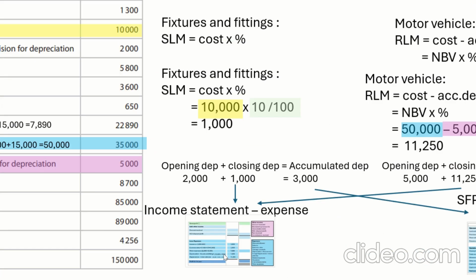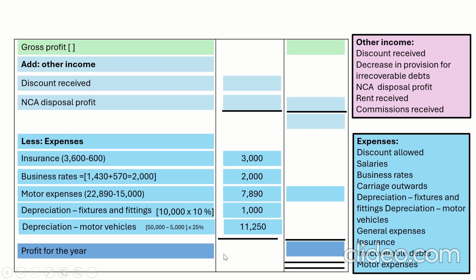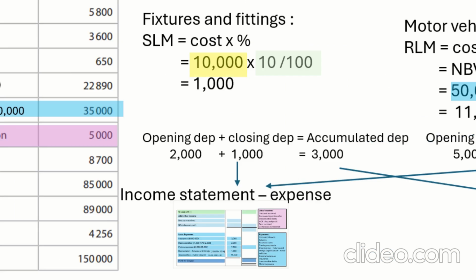Now let's see how this reflects in an income statement. As you can see here, show clear workings for the depreciation of fixtures and fittings and motor vehicle, and transfer the amount in the first amount column. Fixtures and fittings depreciation 1,000, motor vehicle depreciation 11,250 in the income statement.